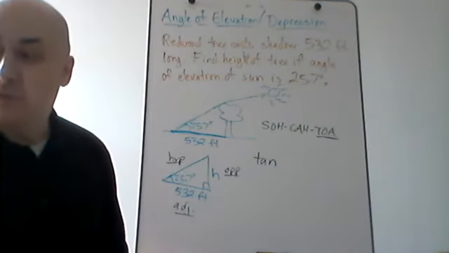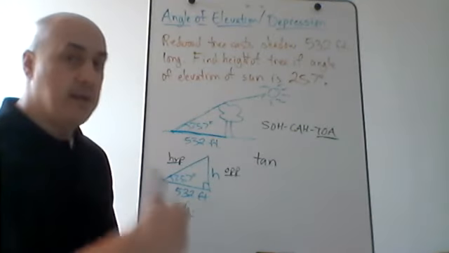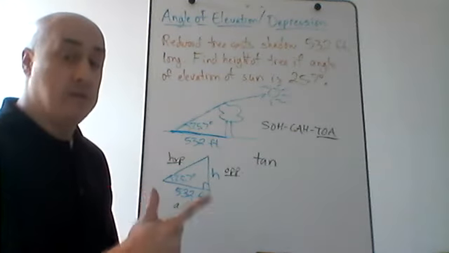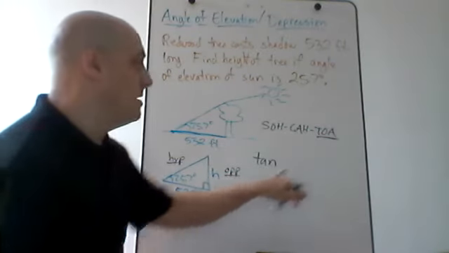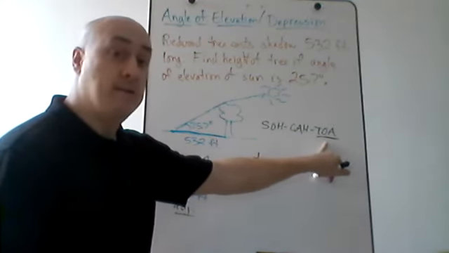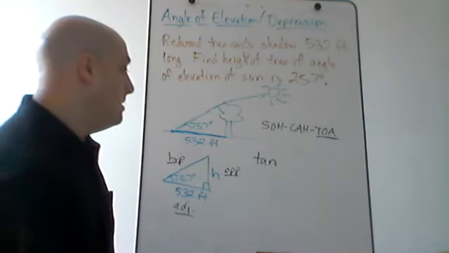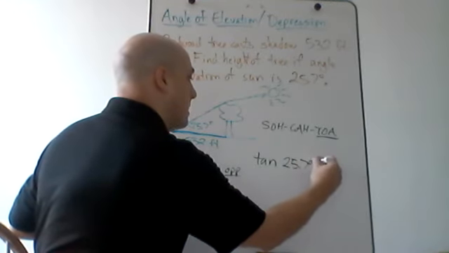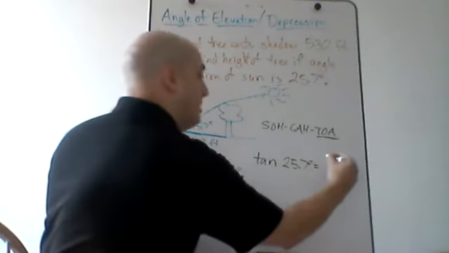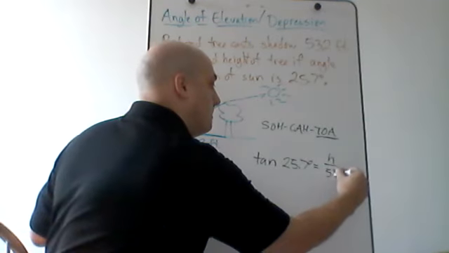So choosing which of the three functions, sine, cosine, or tangent, it's all about which side do I know and which side am I trying to find. I know the adjacent, I'm trying to find the opposite, I need the OA, so I need to use the tangent function. All right? So tangent of my angle, 25.7 degrees, is equal to the opposite side, which is H, over the adjacent side, which is 532.